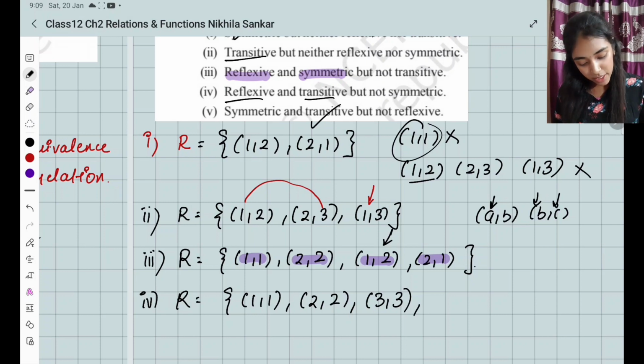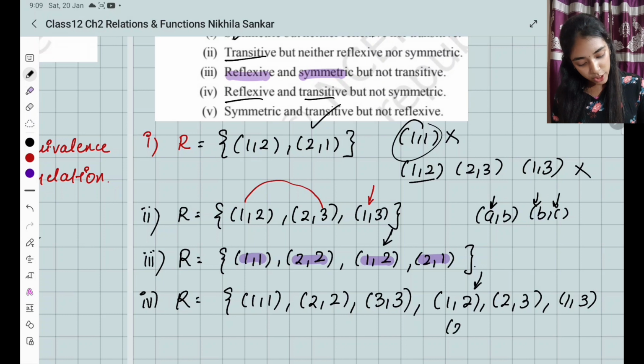Reflexive முடிஞ்சுது. இப்போ transitive என்ன பண்ணலாம்? You have 1, 2, you have 2, 3 and you have 1, 3. இங்க 1, 2 இருக்கு. But do you have 2, 1? You don't have 2, 1. So this is not going to be symmetric. Okay? அவ்வளவுதான். Simple relation. Close the relation.